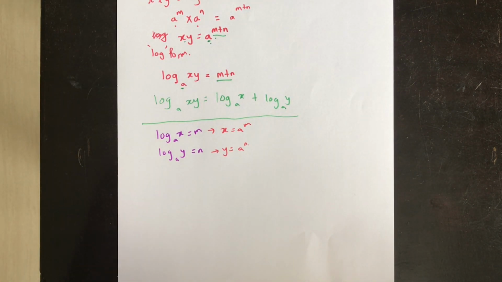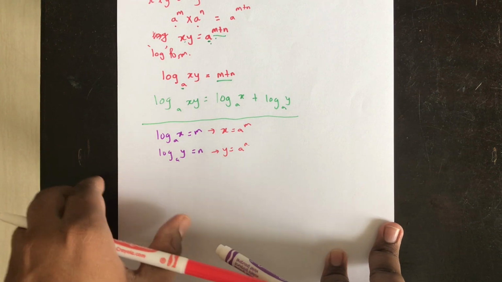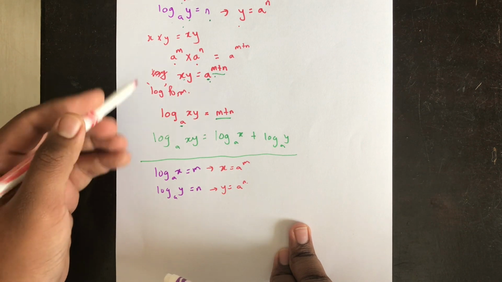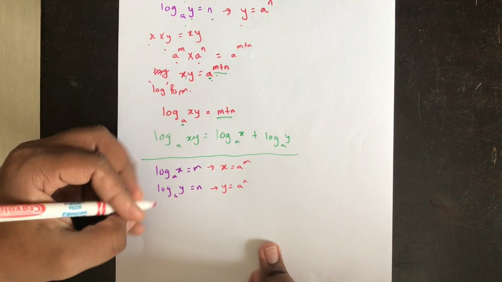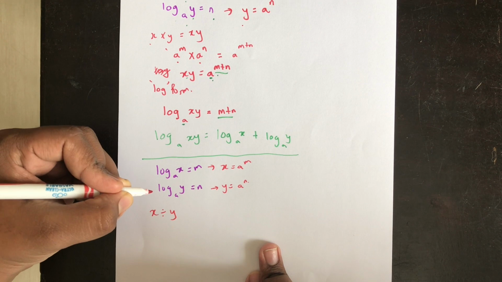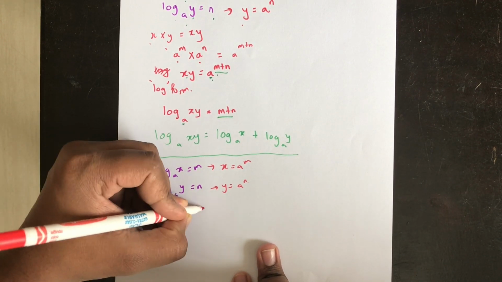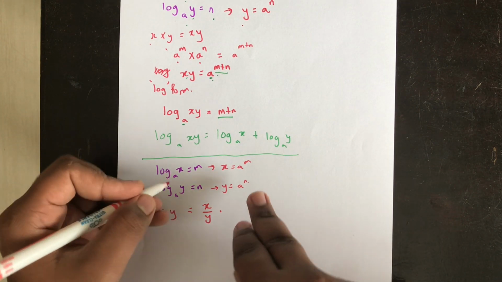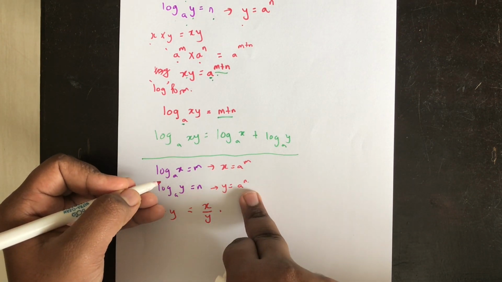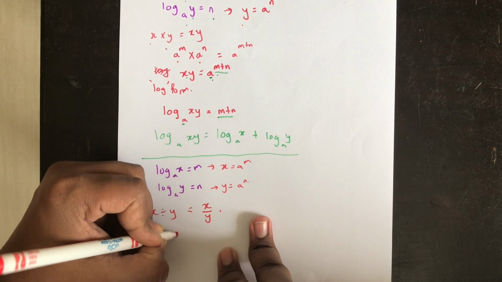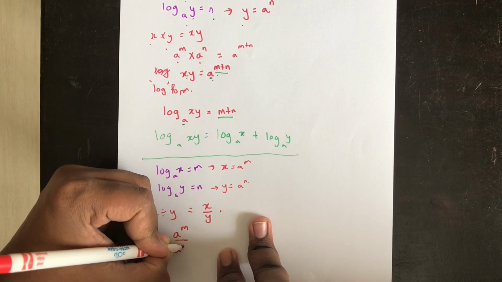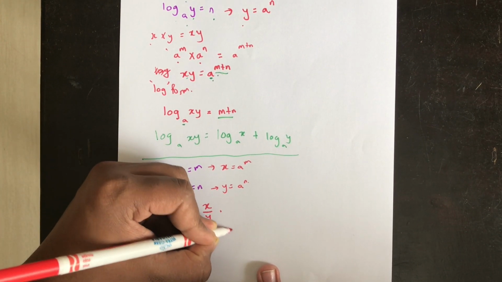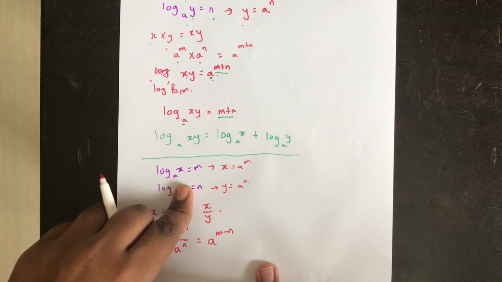It's the same thing. So here what we'll do is that we will divide stuff. Previously we actually did x times y, but now here we'll do x divided by y. X divided by y is equal to x over y, and because x is a power m and y is a power n, we'll do the same thing. So this is a to the power of m divided by a to the power of n. By laws of exponents, we know that this is equal to a to the power of m minus n.